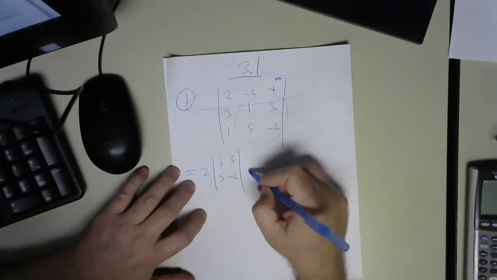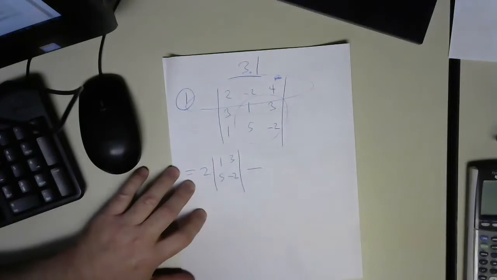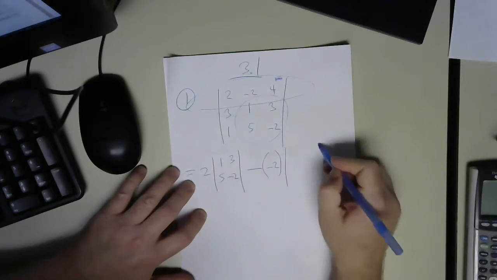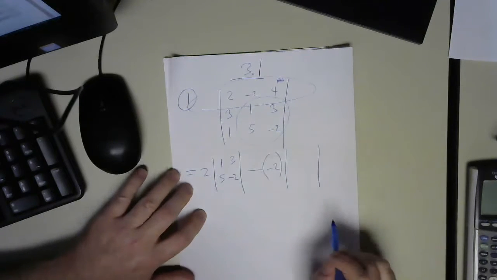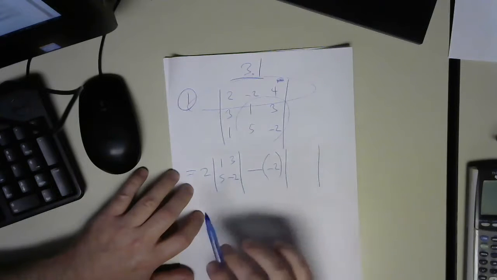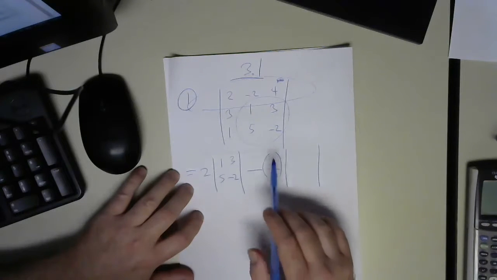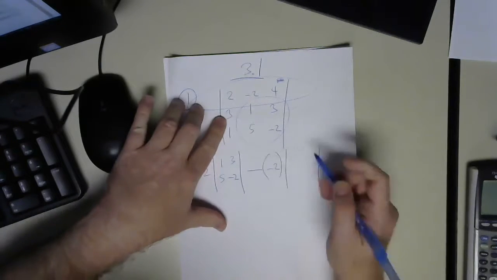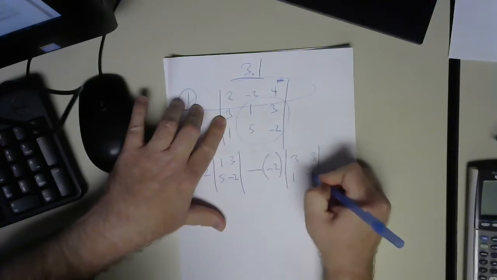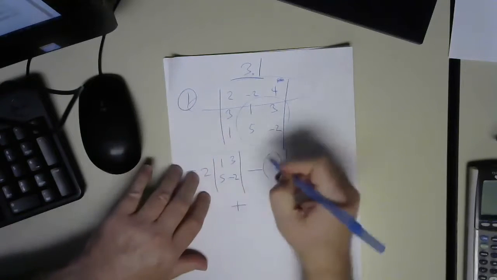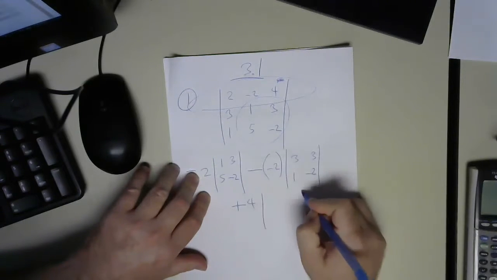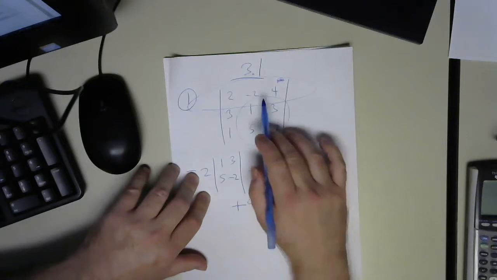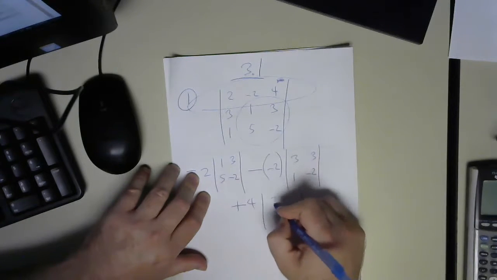And then you change the sign, you subtract the next element in the first row, which is -2. It's always plus, minus, plus, minus, plus, minus, at least for the first row. And now cross out everything in the first row and the second column. That'll give you these. And then we'll do a plus 4. And then for the 4, cross out everything in the first row and the third column. That'll give you this stuff right there.